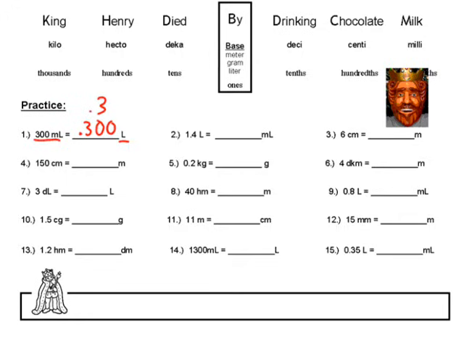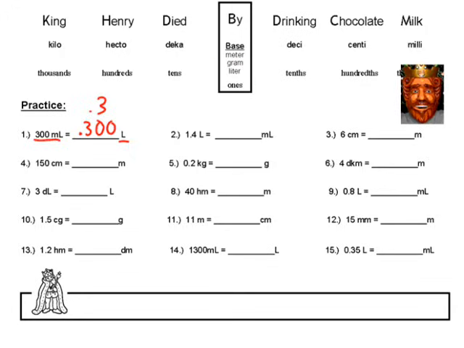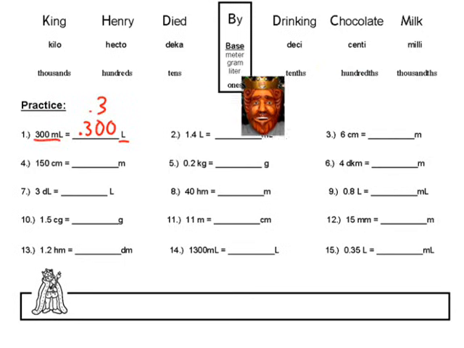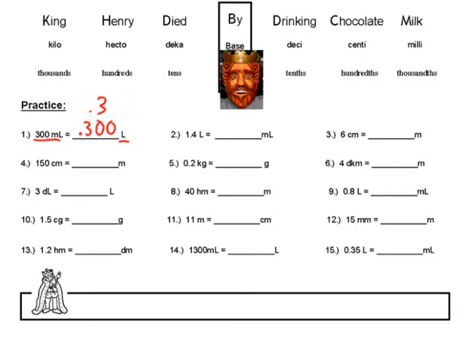Let's do another one. In number 2, we're being asked to convert liters to milliliters. So I would start with liters, and we're being asked to change that into milliliters, which is located here. Now in this example, from liter to milliliter, it's 1, 2, 3 to the right. So I'm going to move my decimal 3 to the right. So I'm going to start with 1.4. I'm going to move it 3 to the right. 1, 2, 3. 1.4 liters is 1,400 milliliters.